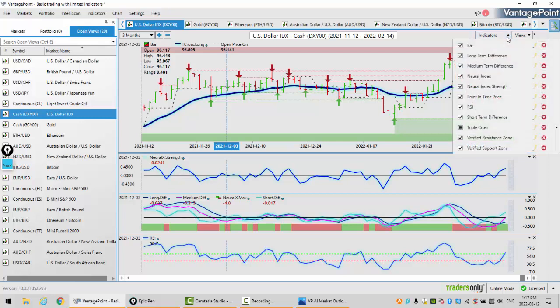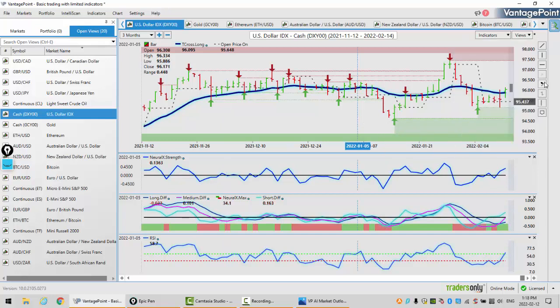In this week's presentation, we again are using bars, not candles. We've got our medium and long-term predicted difference, our neural index. I've added the neural index strength, our point in time predicted RSI, our short-term predicted difference, our triple EMA cross, which has been modified. I've removed the short and the medium-term cross so we can focus on that key VantagePoint long-term pivot point. And of course, the very popular verified support and resistance zones. So let's have a look at this past week.